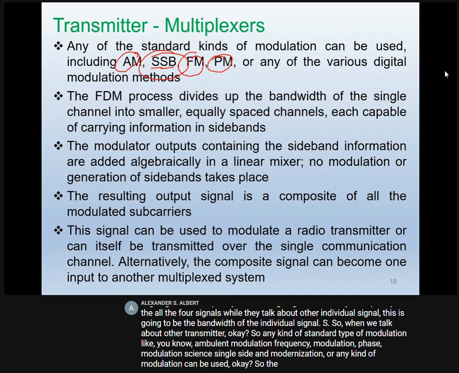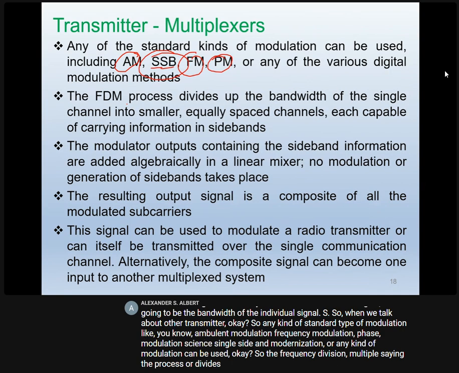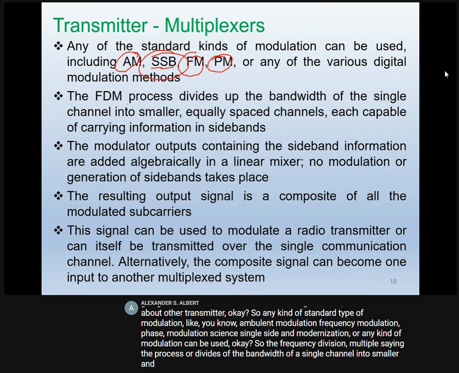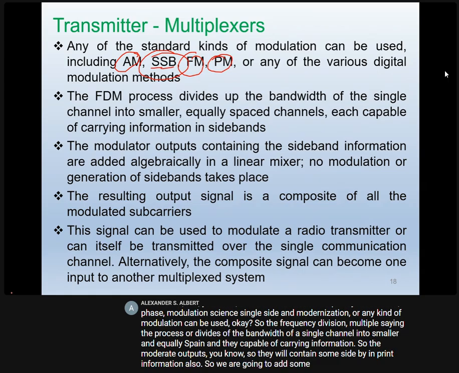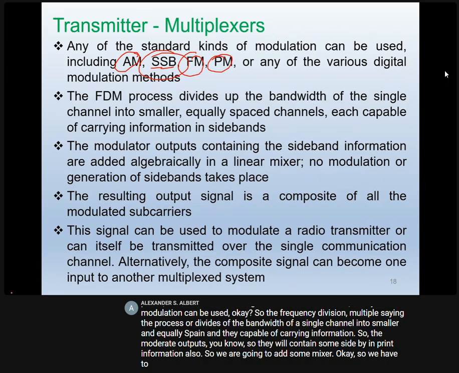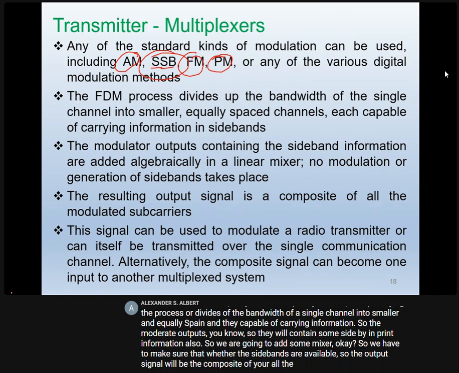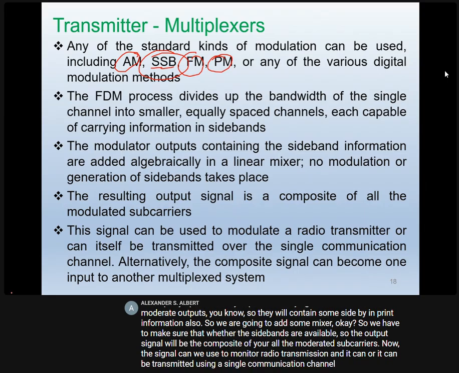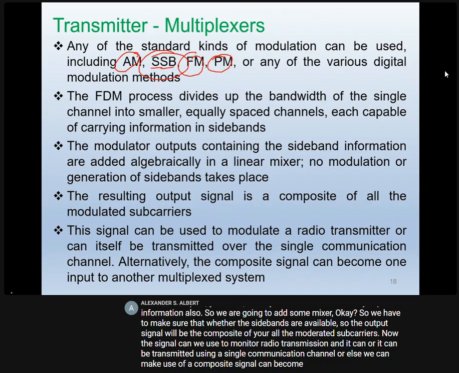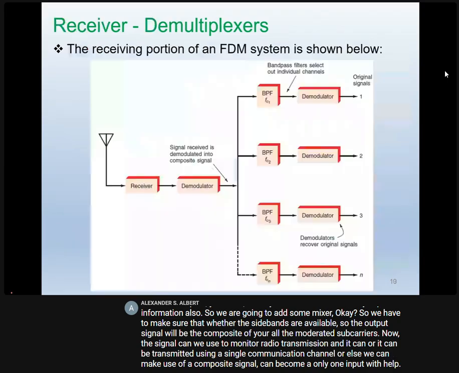Frequency division multiplexing divides the bandwidth of a single channel into smaller, equally spaced sidebands capable of carrying information. The modulator outputs will contain some sideband information also. So we are going to add a mixer, and we have to make sure that the sidebands are available. The output signal will be the composite of all the modulated subcarriers. Now the signal can be used to modulate a radio transmitter and be transmitted using a single communication channel, or the composite signal can become one input with the help of another multiplex system.